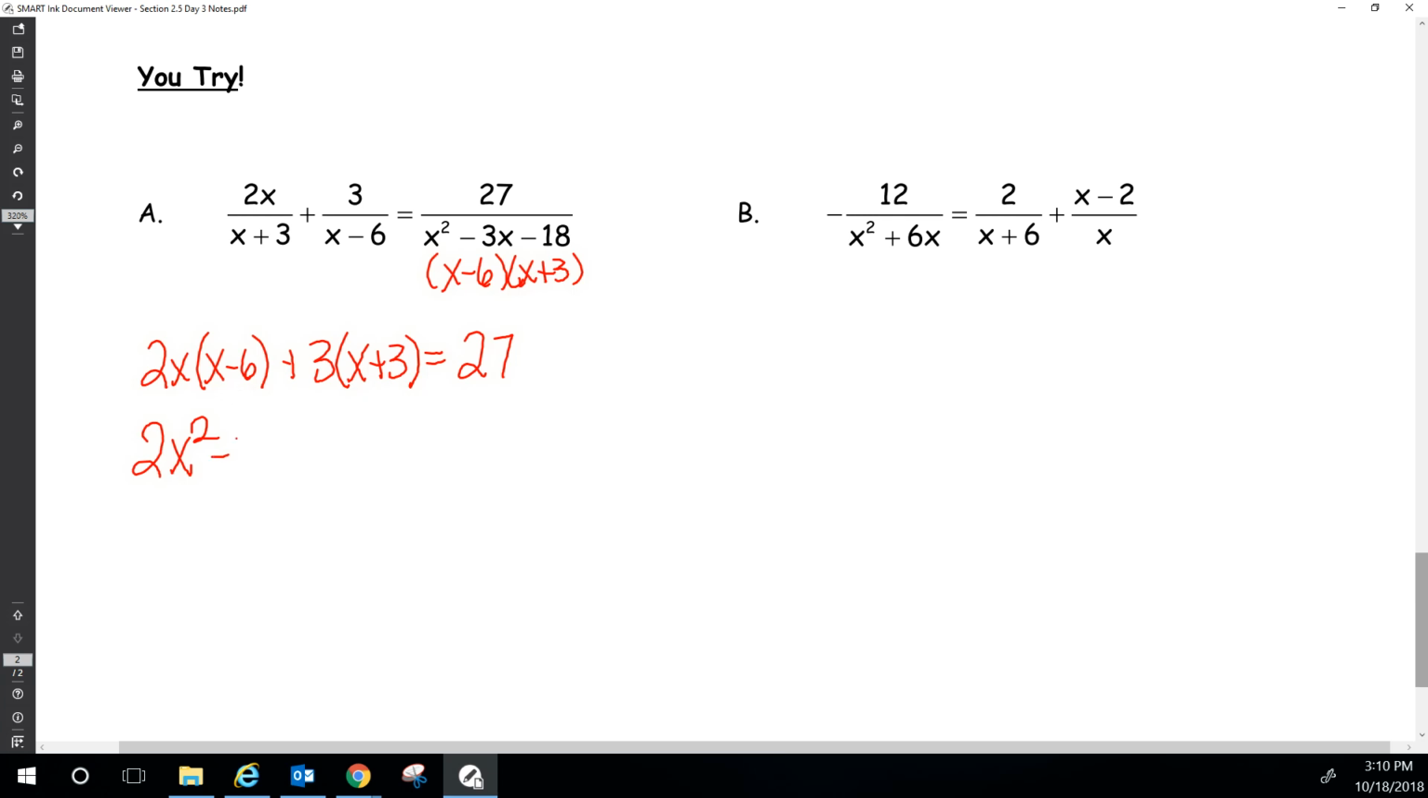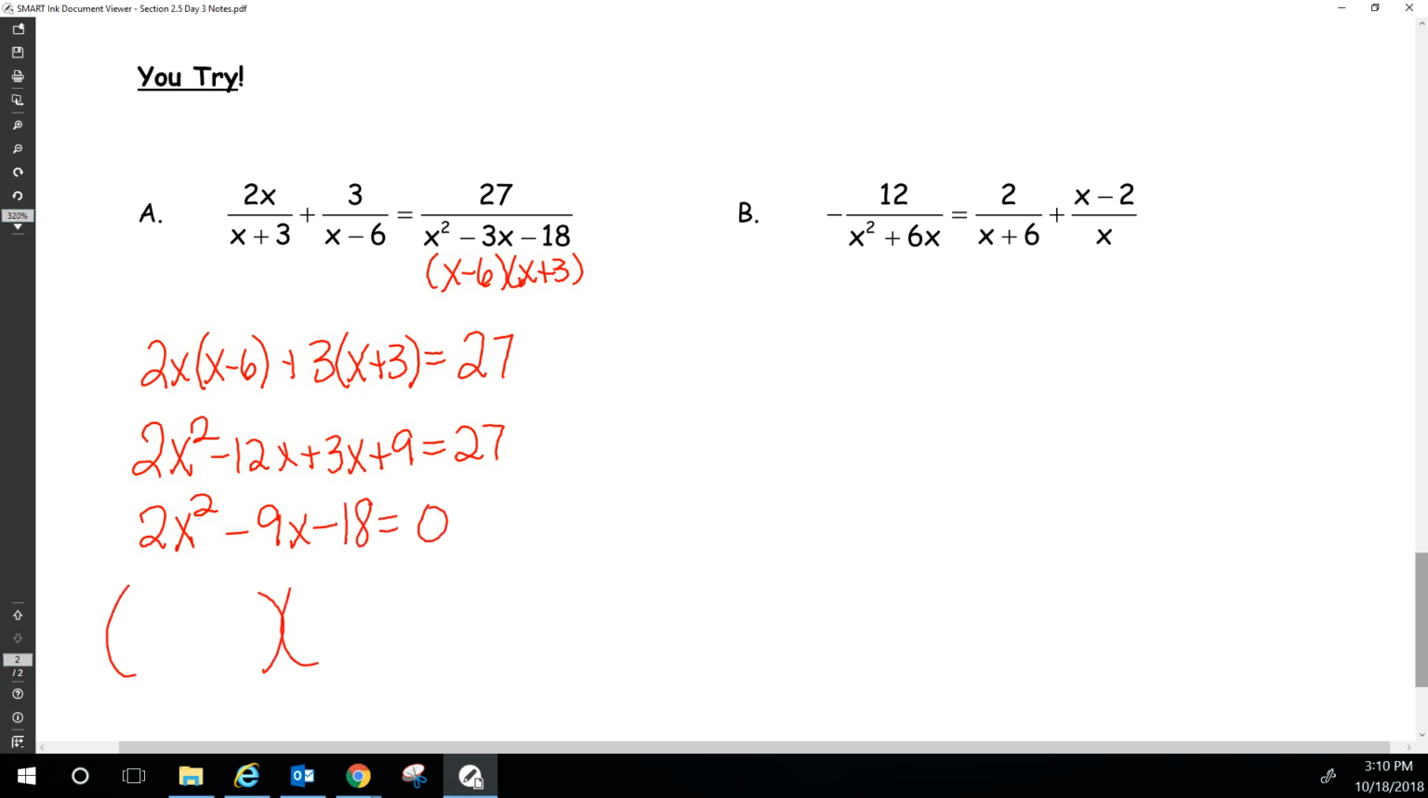All right, with our distribution, 2x times x is 2x squared. 2x times negative 6 is negative 12x. 3 times x is 3x. 3 times 3 is 9. Got a quadratic equation, so I'm going to put everything to one side, get it set equal to 0, and see if I can factor. So I've got 2x squared. Negative 12 plus 3 is minus 9x. Moving that 27 over, I've got 9 minus 27, that's going to be negative 18.